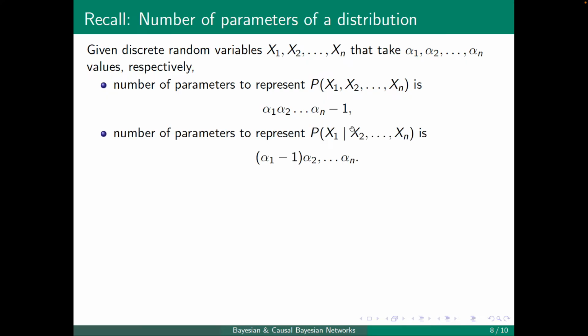If we're interested in a conditional distribution, then the same story, x2 to xn take these many values, okay? But x1, we know that for each of these instances of x2 to xn, it takes alpha 1 different values, yes, but they add up to 1. So that's why we multiply it by alpha 1 minus 1.